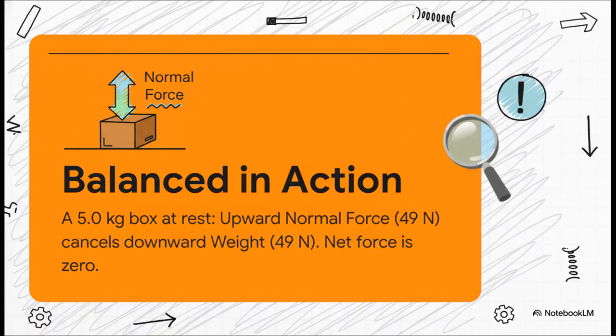Let's make this real. Imagine a 5-kilo box just sitting on the floor. Its weight is pulling it down with 49 newtons of force. At the same time, the floor is pushing back up with a normal force of, you guessed it, exactly 49 newtons. They perfectly cancel out, the net force is 0, the box doesn't move. In your diagram, the up and down arrows would be the exact same length.